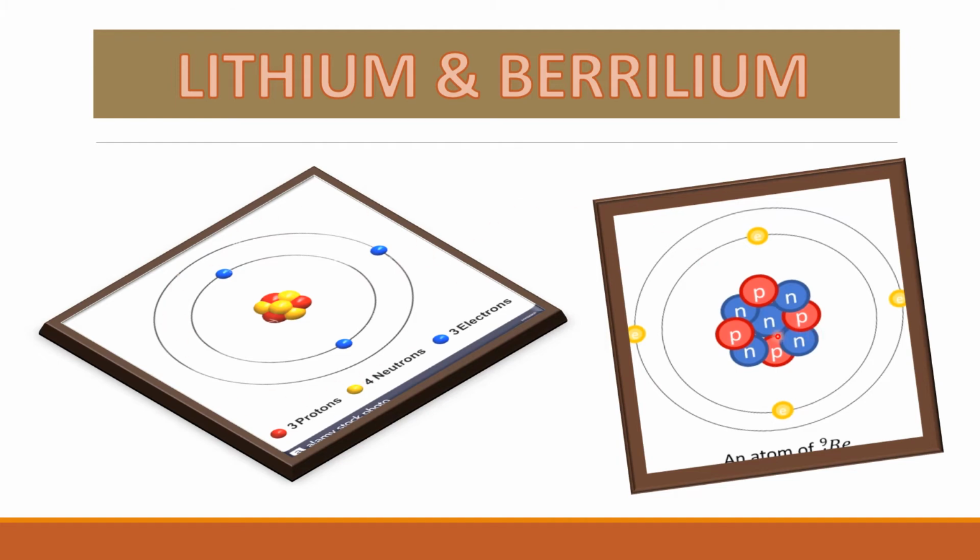Now the next one, this one is beryllium. Atomic structure of beryllium. You just see 4 electrons are present. That means 4 protons are also present, because in any atom, number of electrons is equal to number of protons. And 1, 2, 3, 4, 5. So 5 neutrons are present within the nucleus.